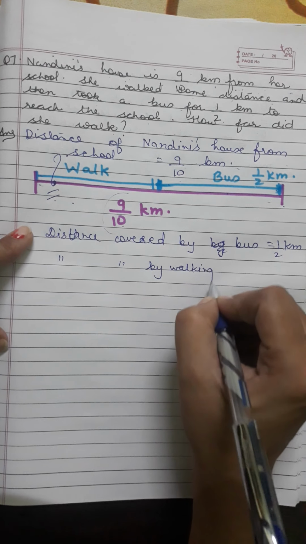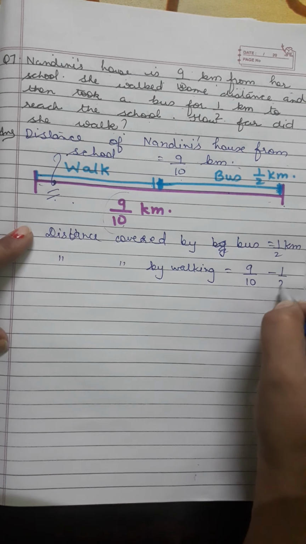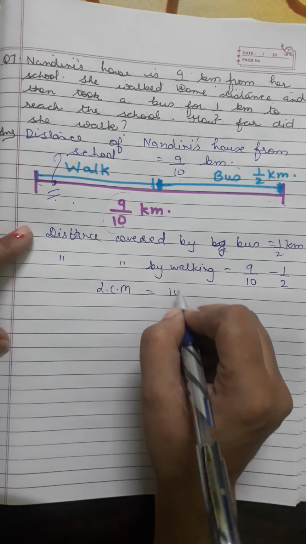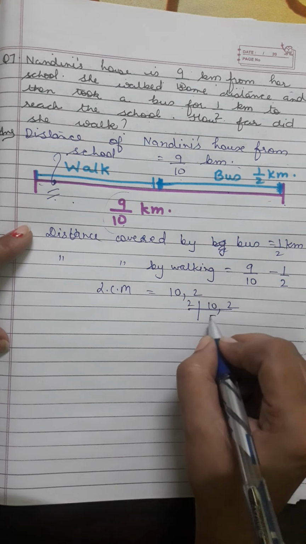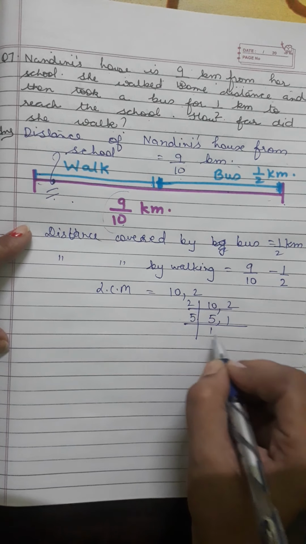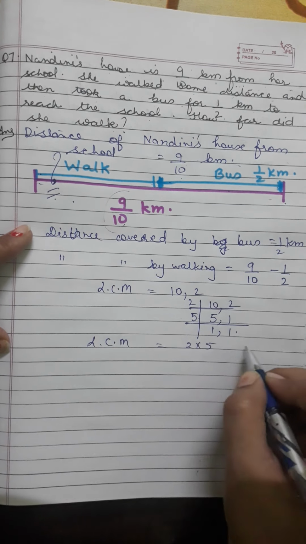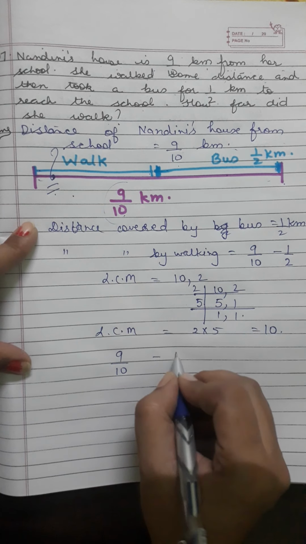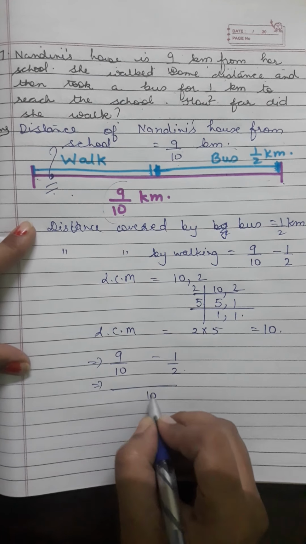So we have to find the distance covered by walking. It means the total distance minus the distance covered by the bus. So here we need to take the LCM of 10 and 2. So 10 and 2 both are divisible by 2. And then 5 will be divisible by 5. So the LCM comes out to be 5 2s are 10. Now 9 by 10 minus 1 by 2. Down I will write here 10.